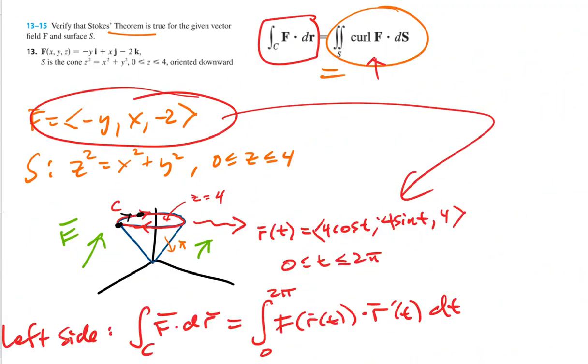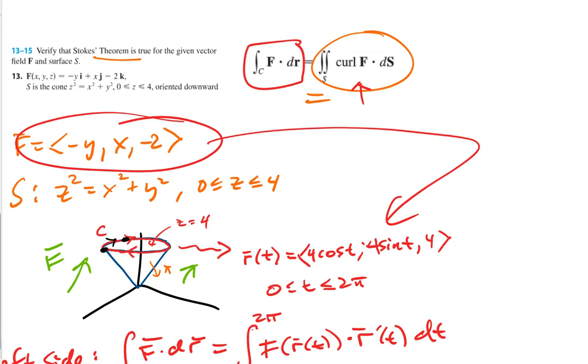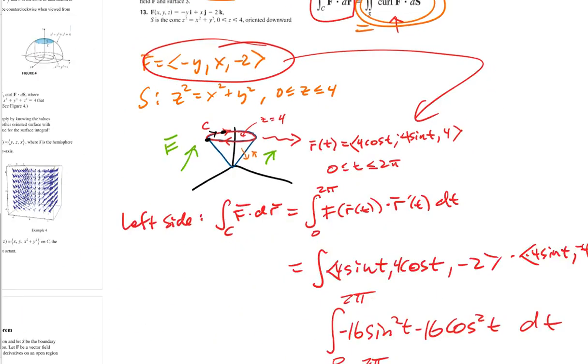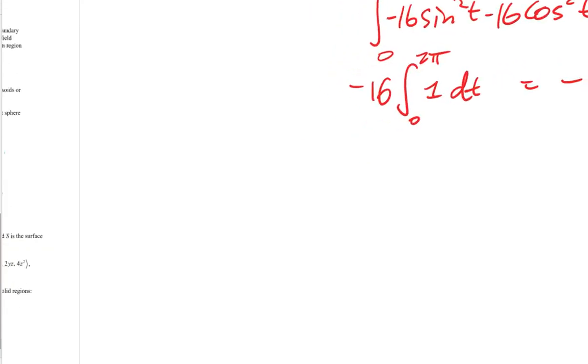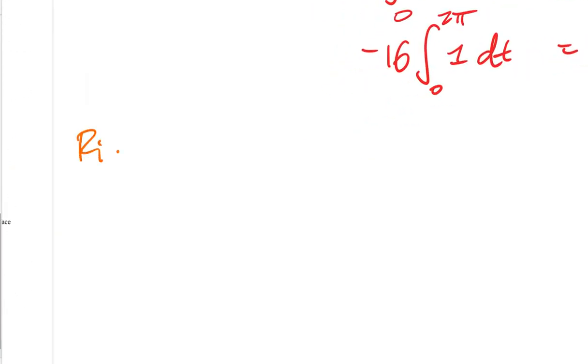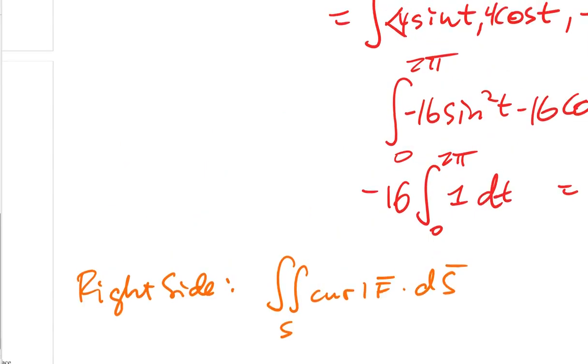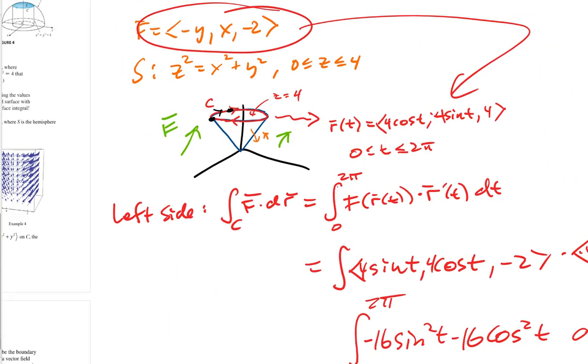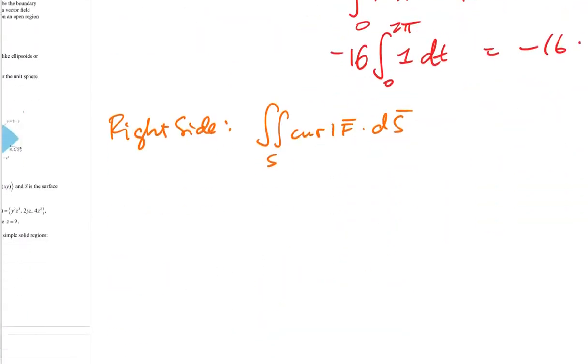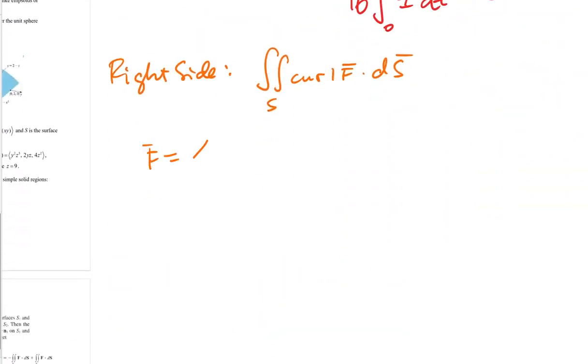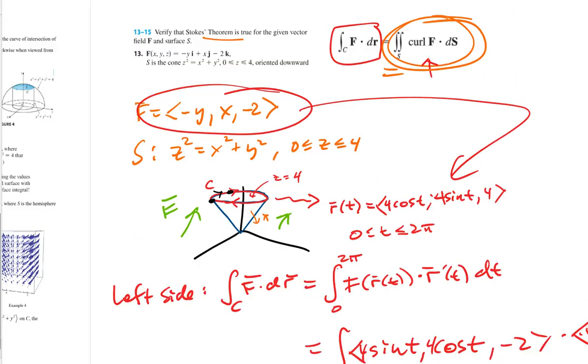All right, now let's do the other side. I'll do the other side in orange. So it's the right side. It's a double integral over S of the curl of F dot dS, like this. Okay, so let's find the curl of F. F is negative y, x, and negative 2.